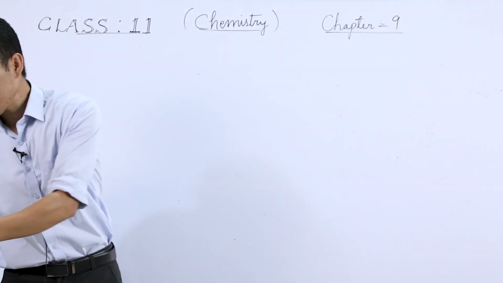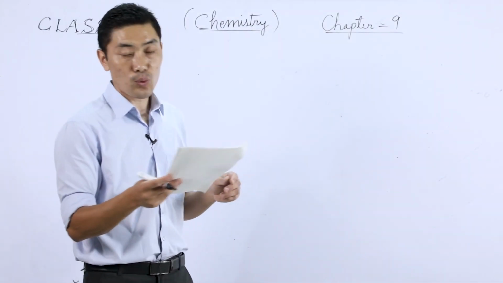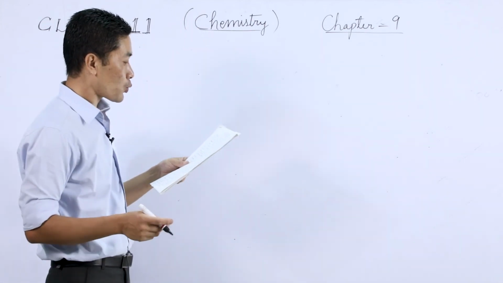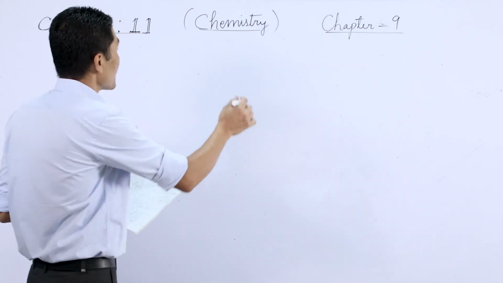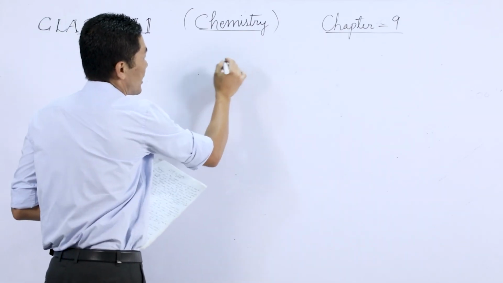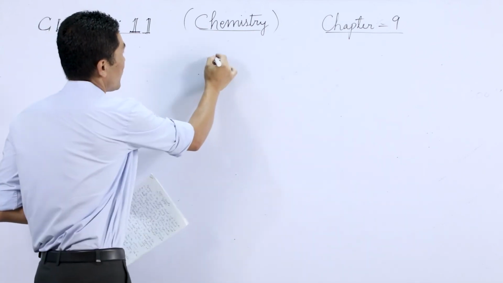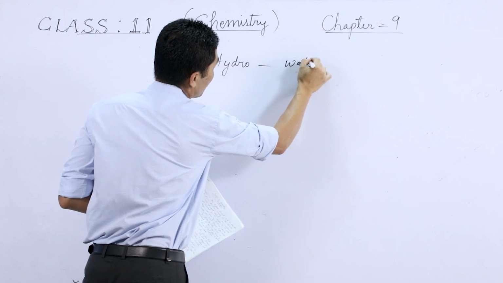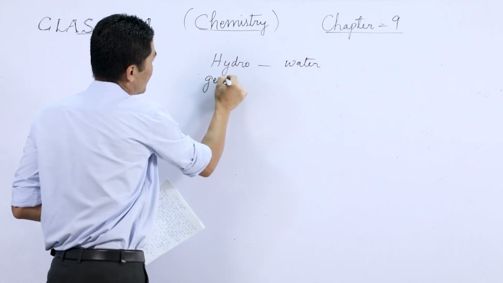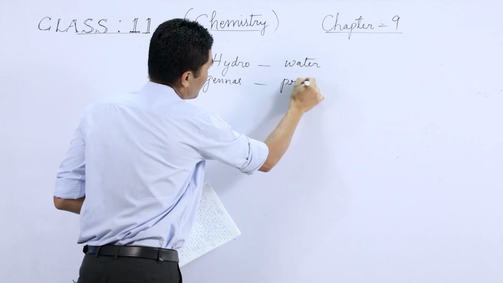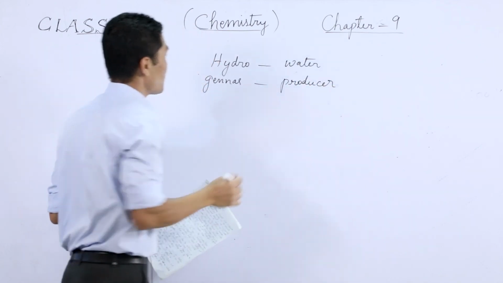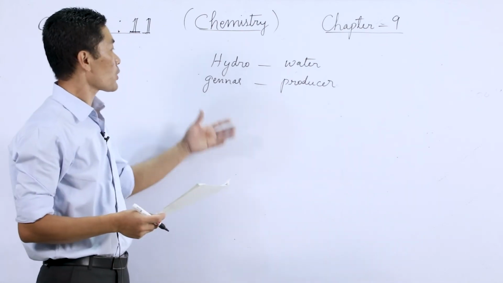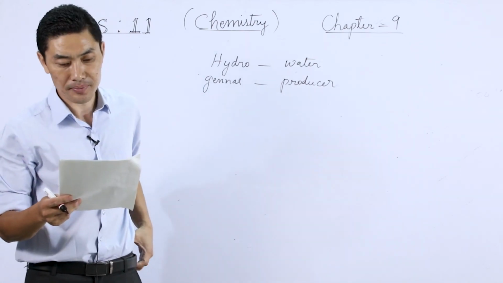Now, the name hydrogen was given by a scientist, Lavoisier, as it produced water when burnt. It comes from two Greek words, hydro, meaning water, and genes, meaning producer. So hydrogen means water producer. Since hydrogen produced water on burning, it was called hydrogen by this scientist Lavoisier.